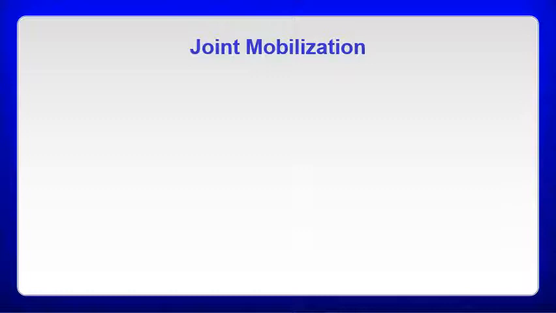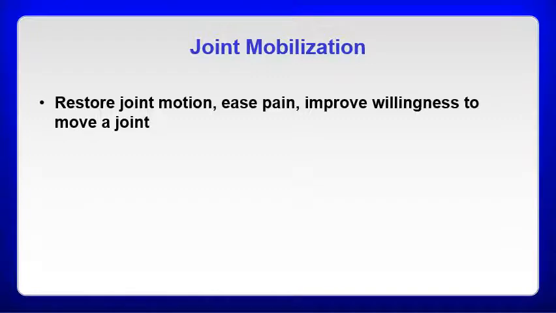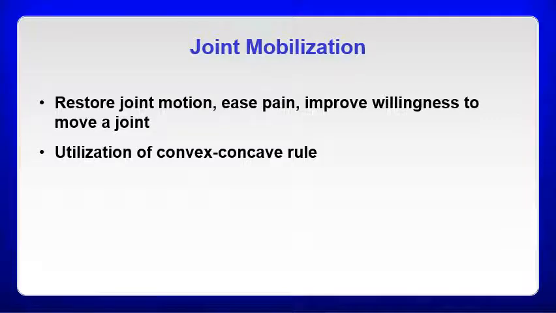So joint mobilization. Joint mobilization is another manual technique. You could use joint mobilizations to both restore joint motion, ease pain, and improve willingness to move the joint. So basically, you would use it to either decrease pain or increase range of motion. And what you're going to utilize when you do this is the convex-concave rule, which we'll talk about in a bit. But basically what you're looking to restore are what are called the arthrokinematics of the joint.